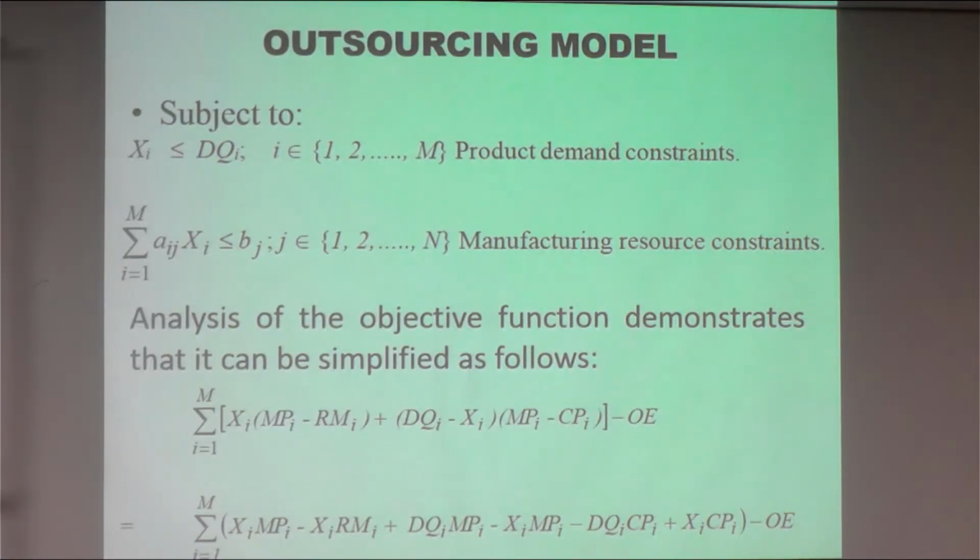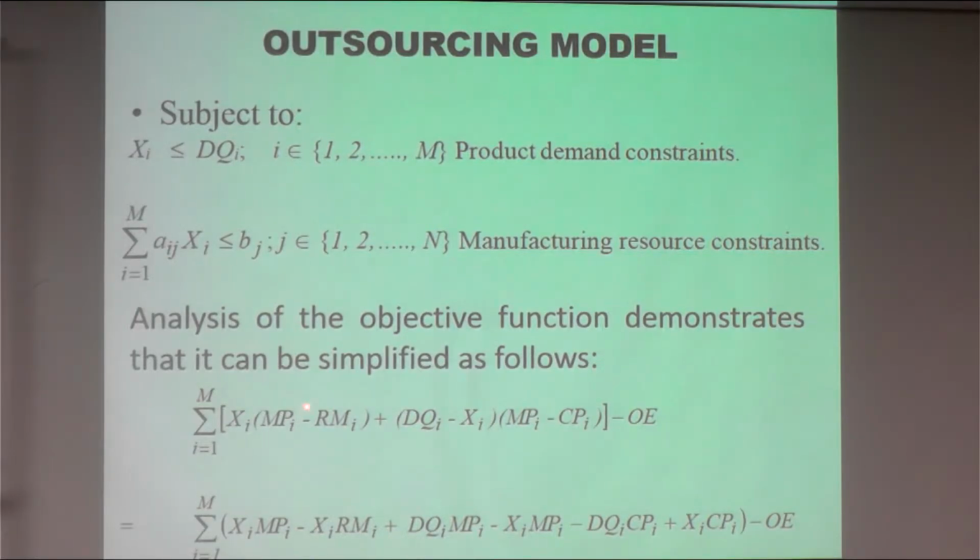Suppose a day is 24 hours. I cannot run it more than 24 hours in a day. So that means I have a resource constraint. Understood? Even if I run my machine 24/7, there is a certain limit. Beyond that I can't go. If the demand is more, where can I get it? So this becomes a constant. This one is known as the demand constraint. This one is known as the manufacturing resource constraint.